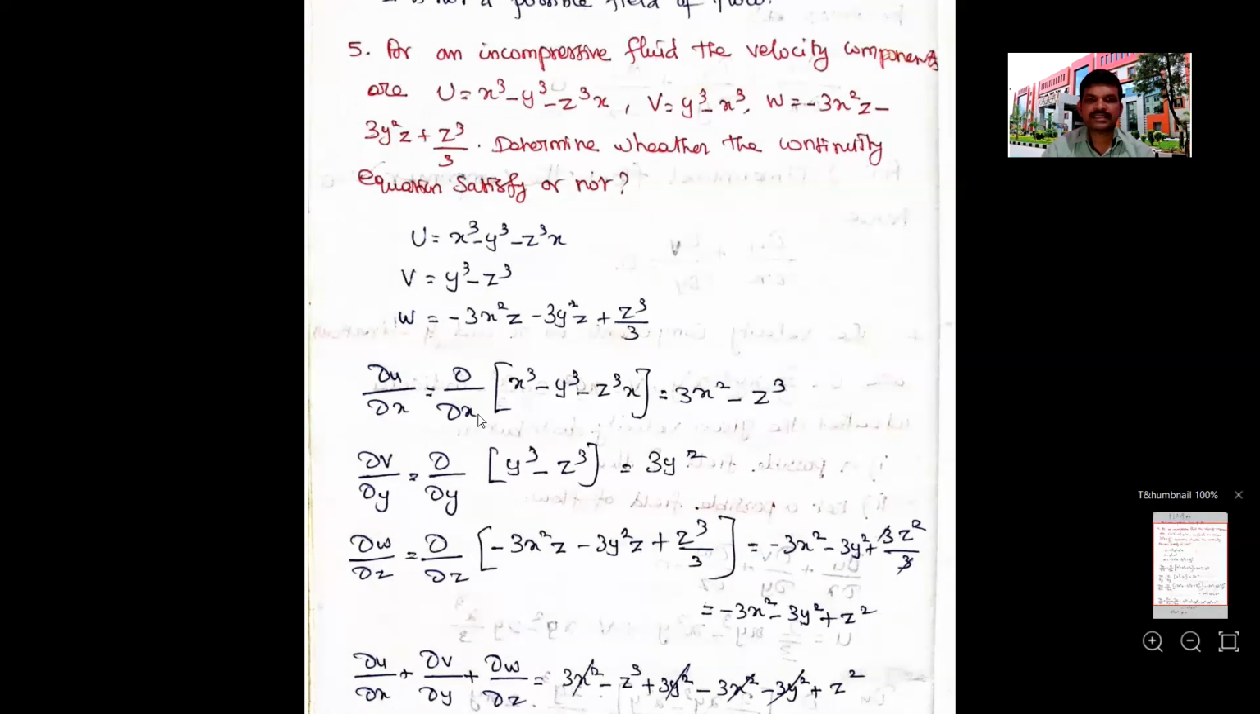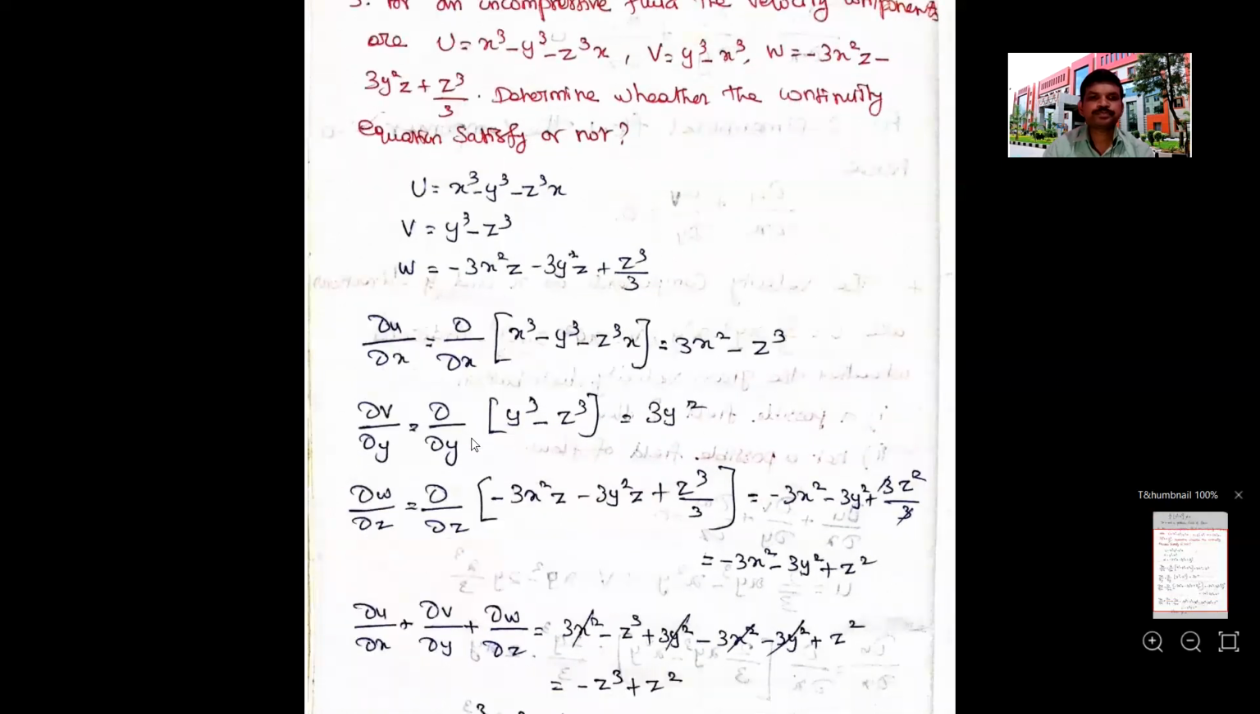to x. Here x³ is there, so the partial differentiation of x³ is 3x². Next, here there is no x term, so leave it. Here one x term is there, so the partial differentiation of x is equal to 1. So it is minus z³. The final answer is 3x² minus z³.